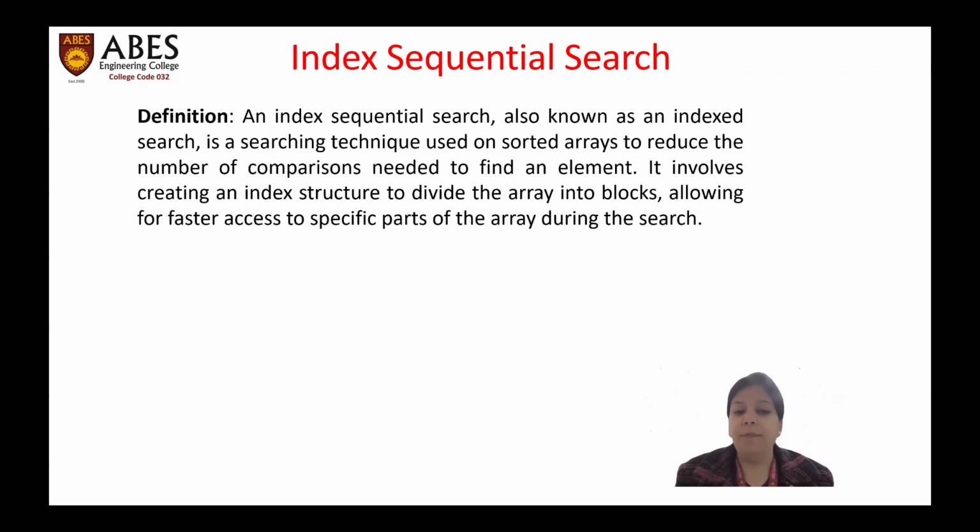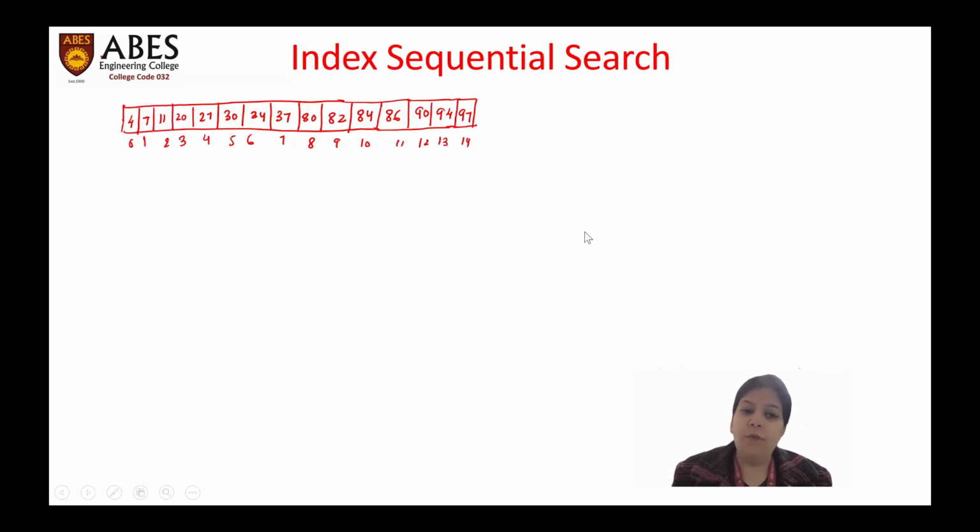And in order to have a better understanding of how the index structure is created and how the array is divided into blocks in order to reduce the complexity as compared to the sequential search, let us take an example. Suppose we want to search for any value in the array which is given here. Suppose the target value that we want to search is 34.